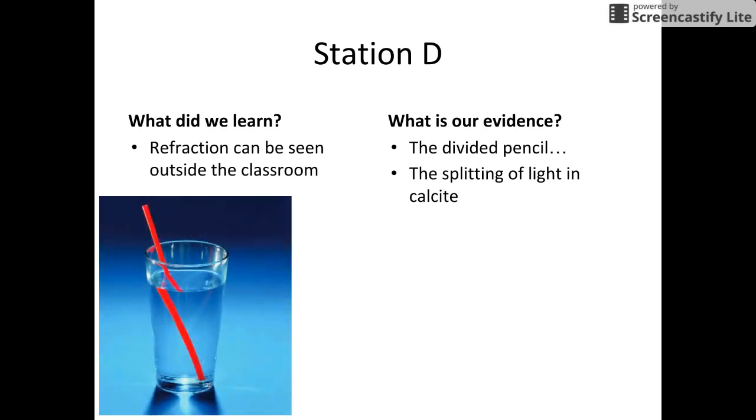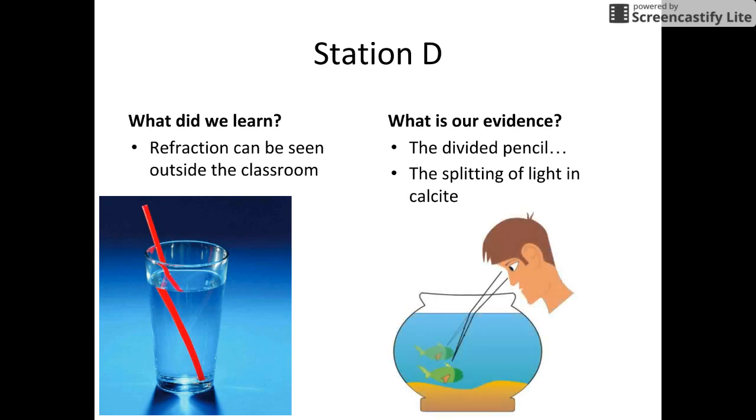In the case of the glass of water, the straw isn't really broken. The light from the straw gets divided into two paths. The path that's at the top doesn't get refracted by water as it passes through. The light at the bottom gets refracted and bent as it passes through the water and then out into the air.